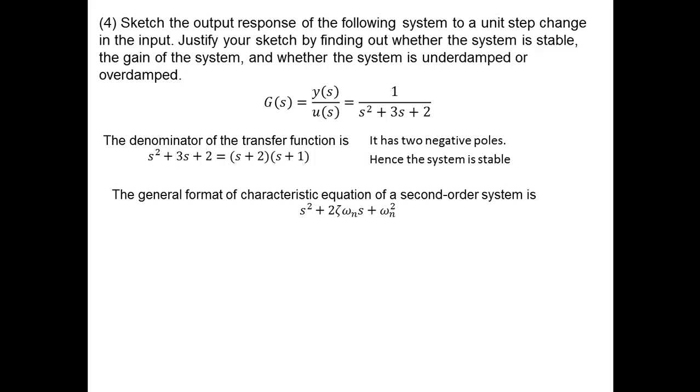The general format of a characteristic equation of a second order system is in the form of s squared plus 2 zeta omega n s plus omega n squared, where zeta is the damping ratio of the system and omega n is the natural frequency of the system. Before saying that this transfer function is overdamped or underdamped, I define the underdamped system.